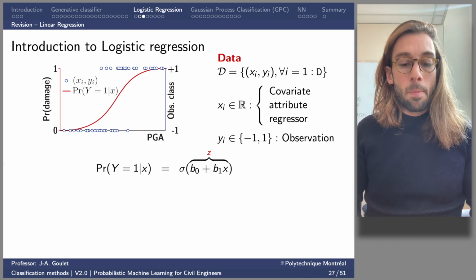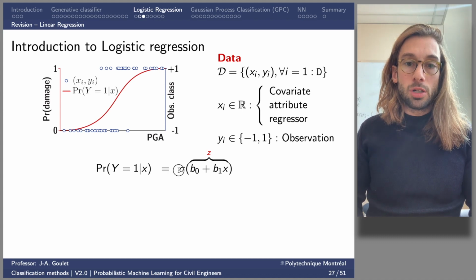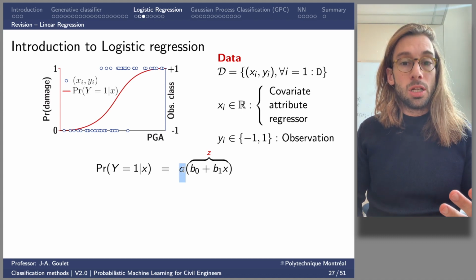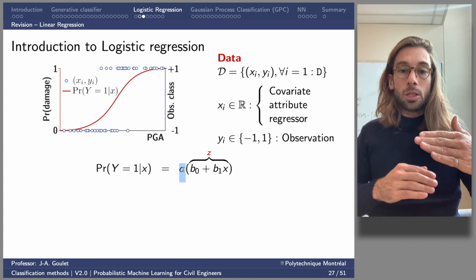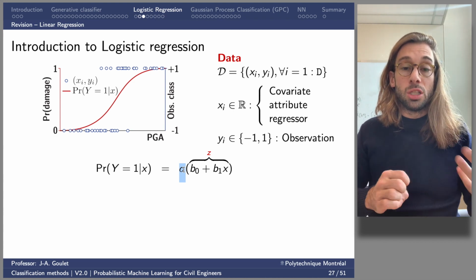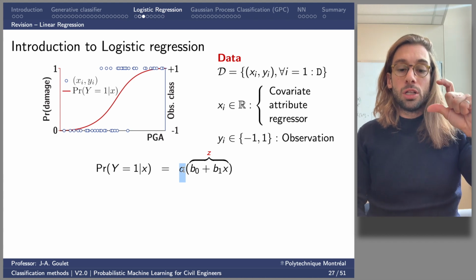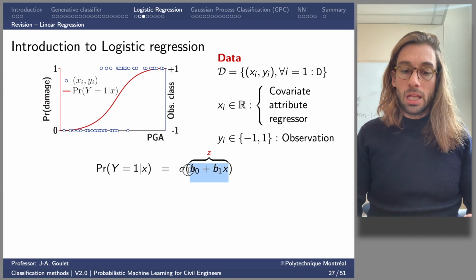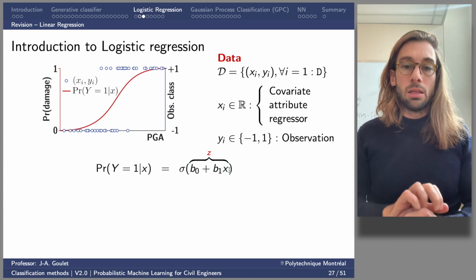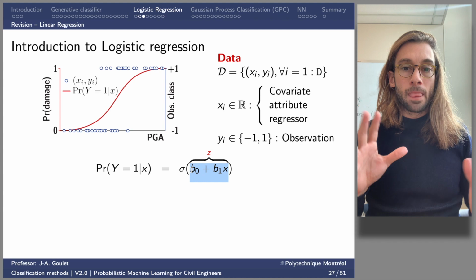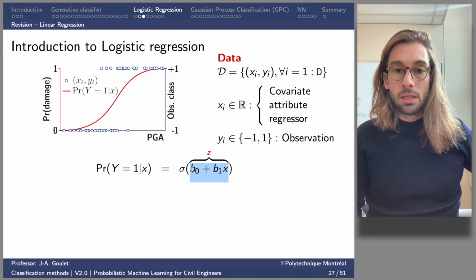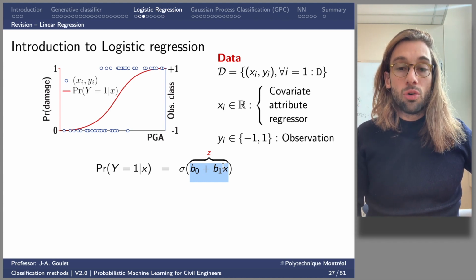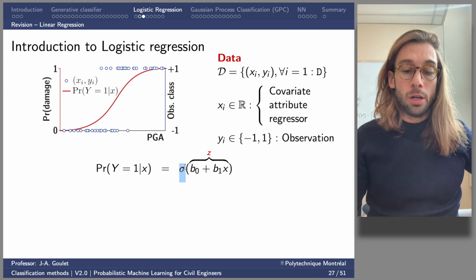We can do it by using a sigmoid function. Okay, what is that sigmoid function going to do? It's going to squash the output of our regression, which is in the continuous space, into the interval 0, 1. So b0 plus b1x is just a linear function of x, my covariate. This is still expressed in the real space. But what we're going to do is evaluate this real number in sigma, which is bounded between 0 and 1.